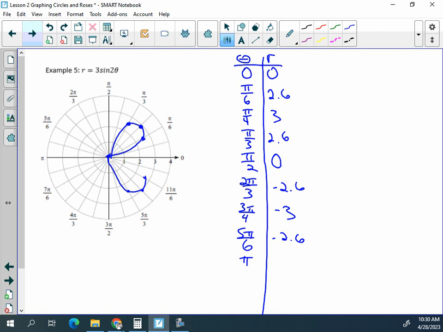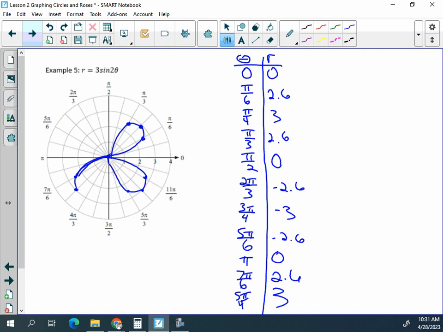When we plug in pi, 2 times pi is 2 pi. Sine of 2 pi is 0. 0 times 3 is 0. Okay, now we're on to 7 pi over 6. So multiply that by 2, that's 7 pi over 3. 7 pi over 3 is positive in the first quadrant, so square root of 3 over 2 times 3 is positive 2.6. So somewhere around there. Then we've got 5 pi over 4. So multiply that by 2, that's 5 pi over 2. 5 pi over 2 is at the same place as pi over 2, so sine of that is 1, and times 3 is 3.